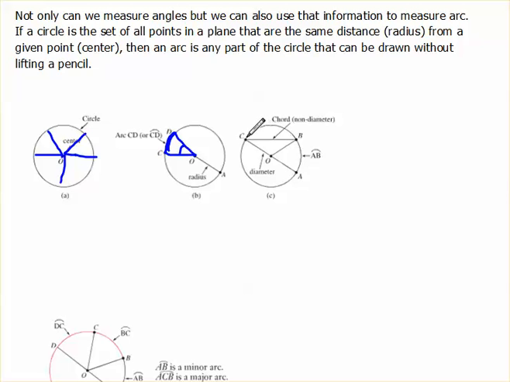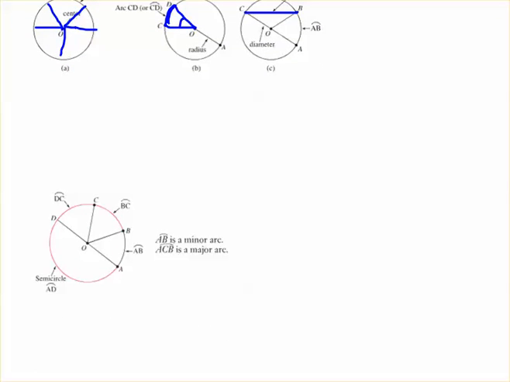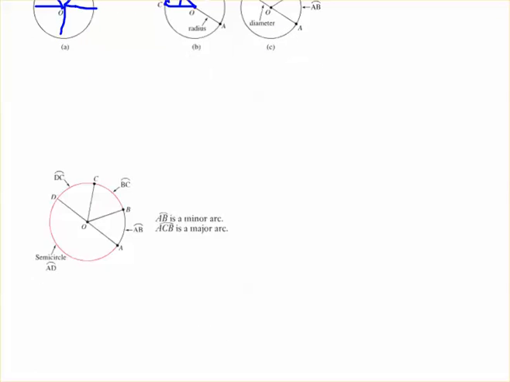Now, anytime that I draw a line between any two points on the circle, not going through the center, because that's a diameter, then we call that a chord of the circle. So any two endpoints here, if I make a line between those, that's called a chord. But if it goes through the center, it's called a diameter. Don't forget that. We can also talk about arcs as being either major or minor, and it all has to do with the degree measure.